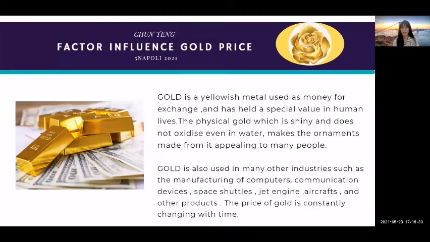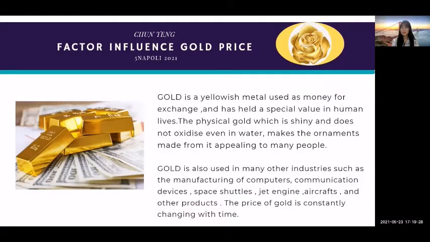Before that, when we talk about gold, the first word that will come to our mind is very expensive, right? So actually what is gold? Gold is a yellowish metal used as money for exchange and has a special value in human life. The physical gold, which is shiny and does not oxidize even in water, makes the ornaments made from it appealing to many people. Gold is also used in many industries such as the manufacturing of computers, communication devices, space shuttles, jet engines, aircraft, and other products. The price of gold is constantly changing with time.